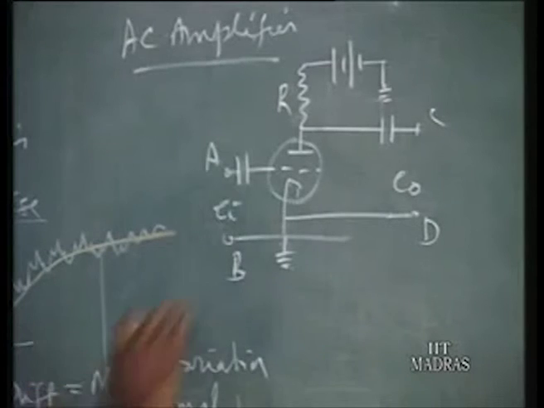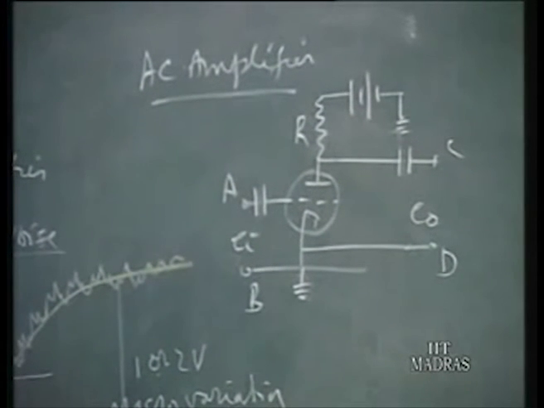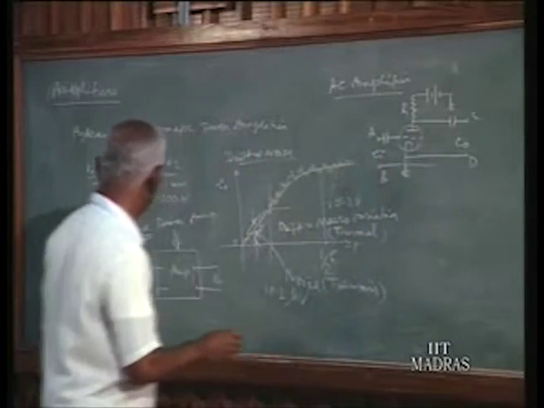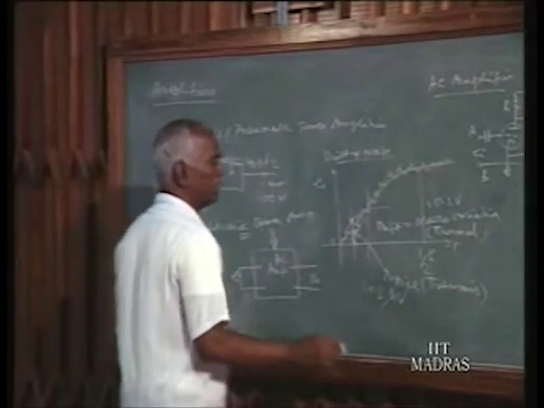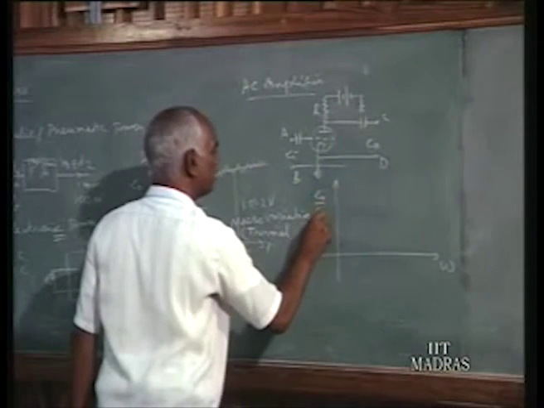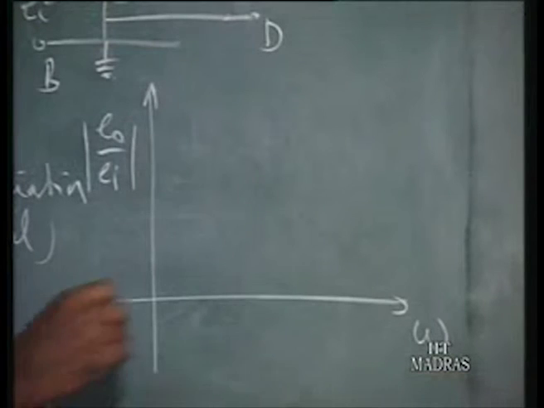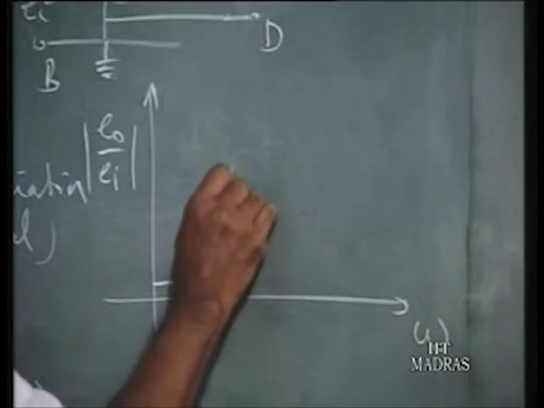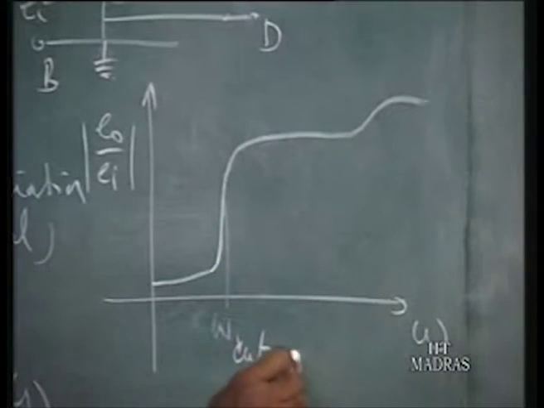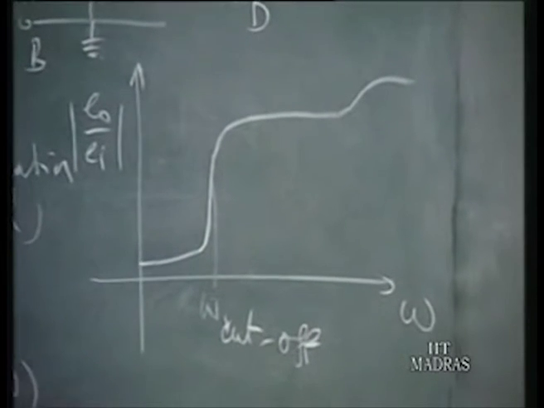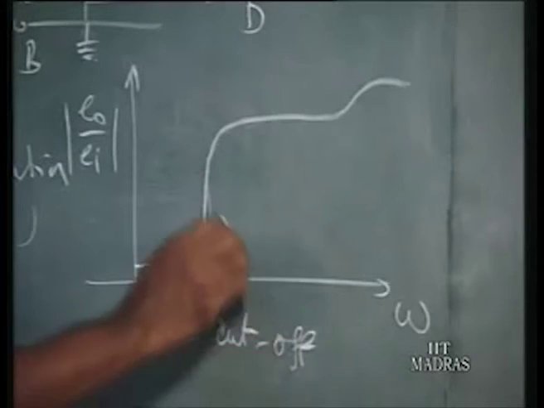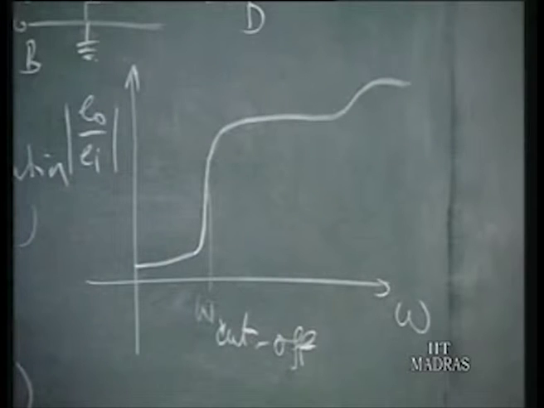So we find the AC amplifier is drift free. Now the general characteristics of an AC amplifier: if you call this EI and EO, its general characteristic is somewhat like this. Suppose you plot omega against the magnitude ratio EO by EI. The AC amplifier will be active only after the cutoff. This is the cutoff frequency, omega cutoff. At a particular frequency, there may not be any magnification of EI. That is called the cutoff frequency. Above this frequency alone, EO by EI, that is the gain of the amplifier.